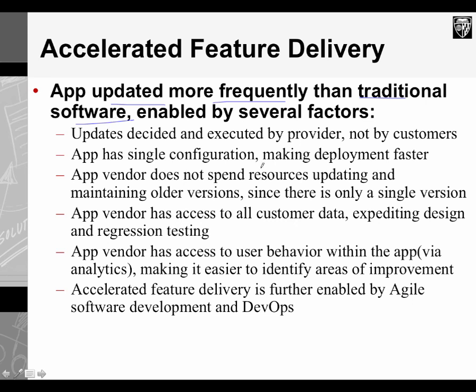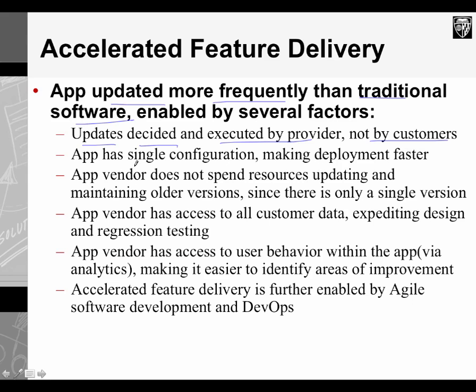Well, why is that? Some of the reasons are, first of all, the updates are really not decided by the customers. In fact, it's decided by the app owner. They decide when the updates need to happen and they execute it. The provider does it. The app provider or the app owner does that and doesn't really ask the end customer, hey, can I upgrade the SaaS service? It's all done seamlessly behind the scene.